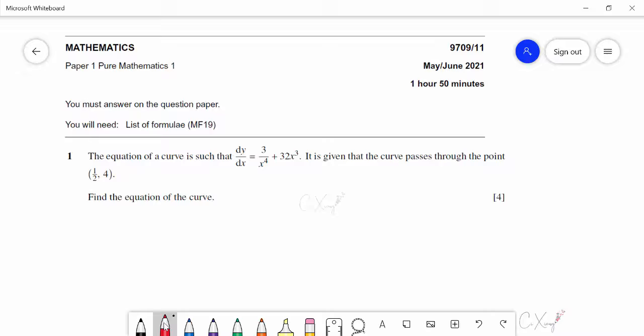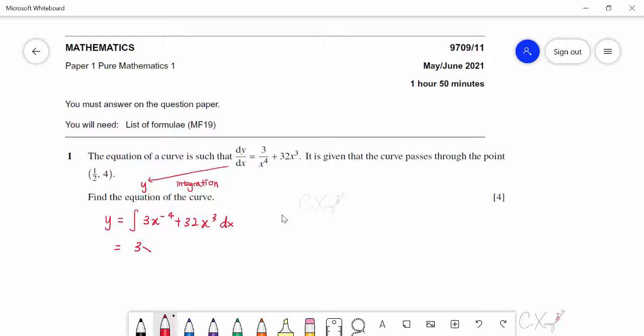Alright, so to find the equation of the curve, equation means the y. From dy dx, when you want to get the y, you have to do the integration. So you have to go through the integration process. To get the y, we need to integrate dy dx, so integrate 3x power negative 4 plus 32x power 3.